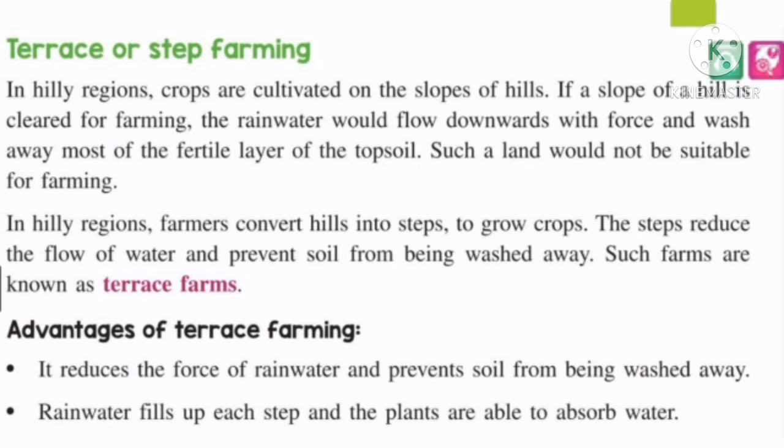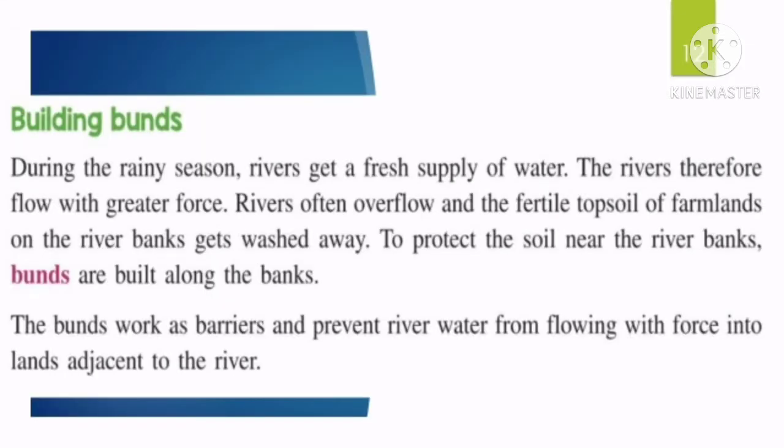Now, let's read about the advantages of terrace farming. It reduces the force of rainwater and prevents soil from being washed away. Rainwater fills up each step and the plants are able to absorb water. So there are two things. First, it helps the soil not get washed away, and the second, when the steps are made, water can be easily absorbed by the plants.